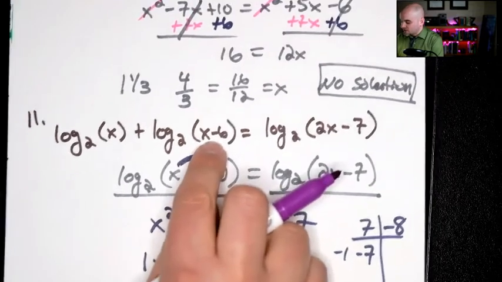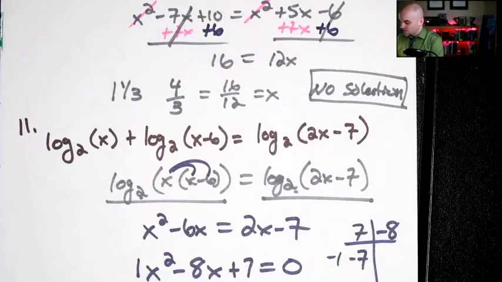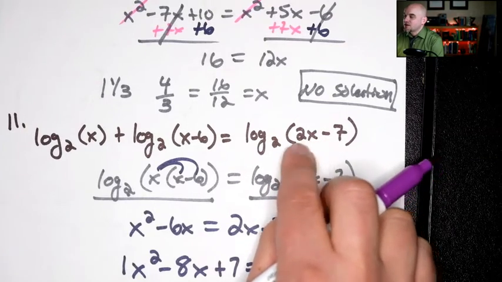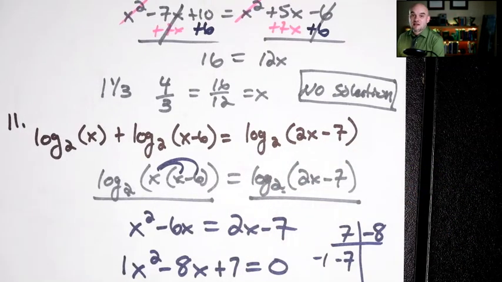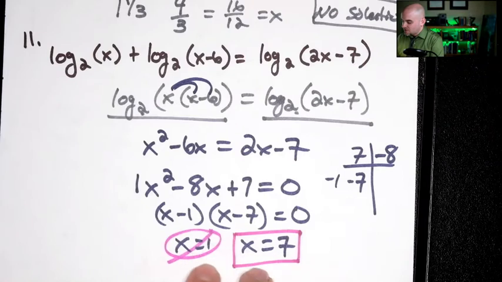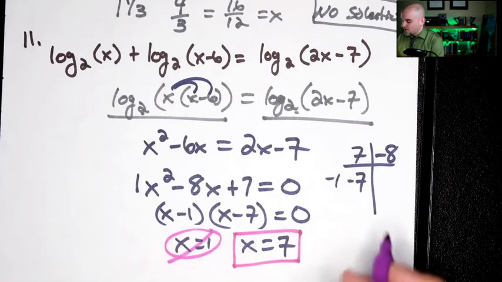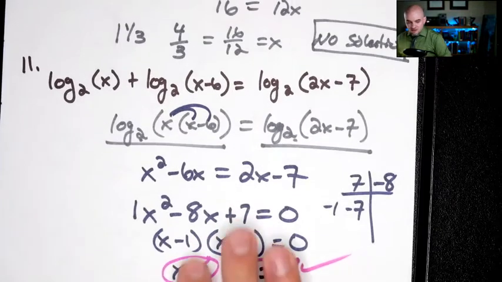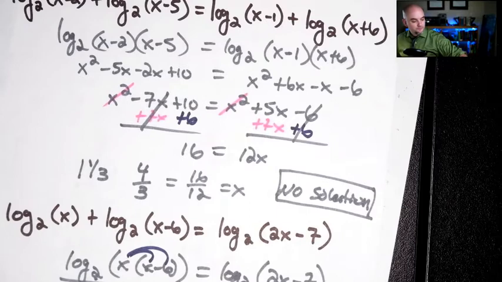7, though, is still alive. 7 minus 6 is 1. That looks good to me. And then if we say 2 times 7 right here, we get 14. And 14 minus 7 is 7, a positive number. That works. So in this case, we got it down to 2 solutions. One didn't work, one does. X equals 7 is our solution there. All right, so that's number 11. Let's look at number 12.